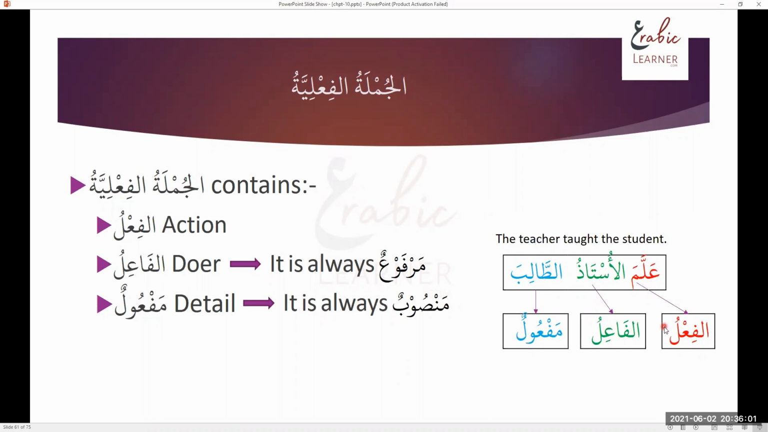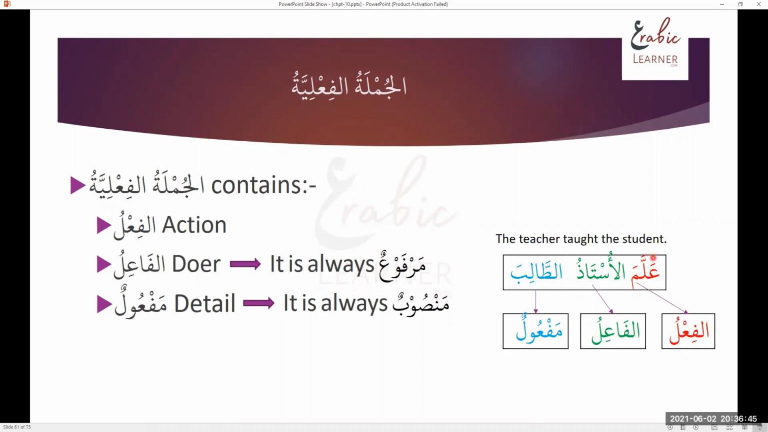The moment someone says allama al-ustadu taliba, immediately I know that the ustad taught the student. If someone says allama al-ustadu talibu, it will totally change the meaning of the sentence. The meaning will become the student taught the teacher. So that is the importance of i'rab.